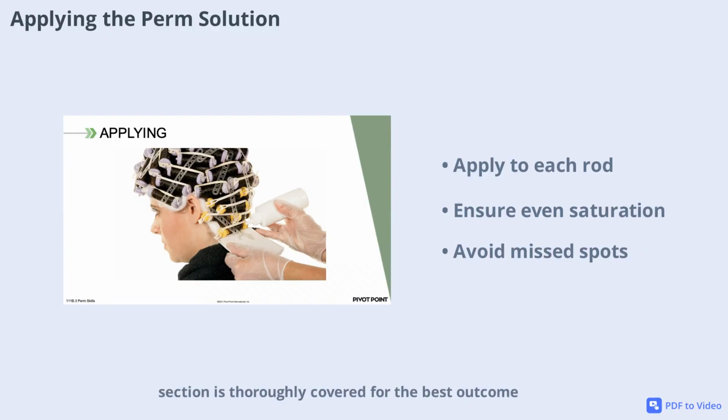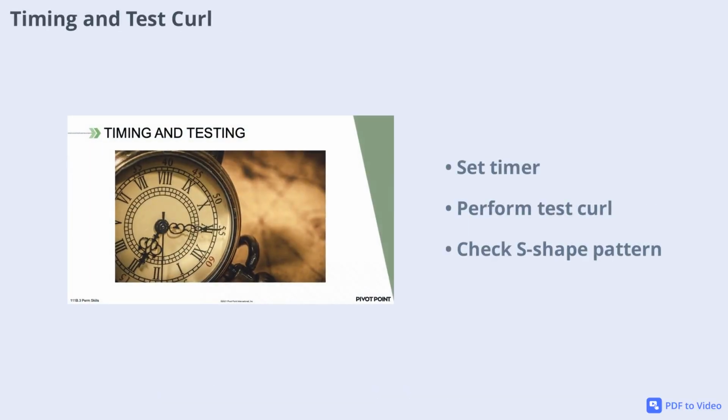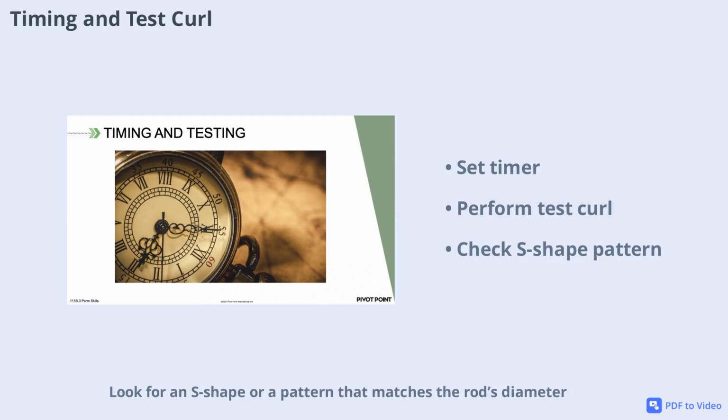Set a timer for the recommended processing time and perform a test curl by unwinding 1.5 to 2 turns of a rod. Look for an S shape or a pattern that matches the rod's diameter. Avoid pushing the hair toward the head during this test to ensure accurate results.